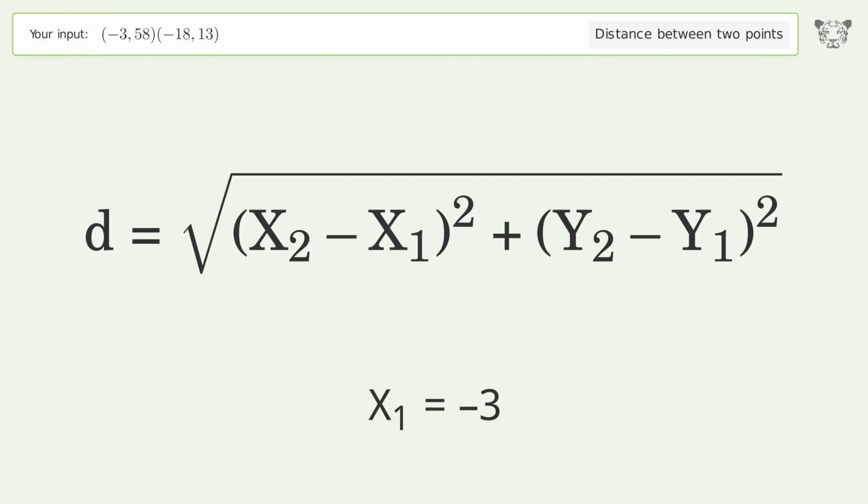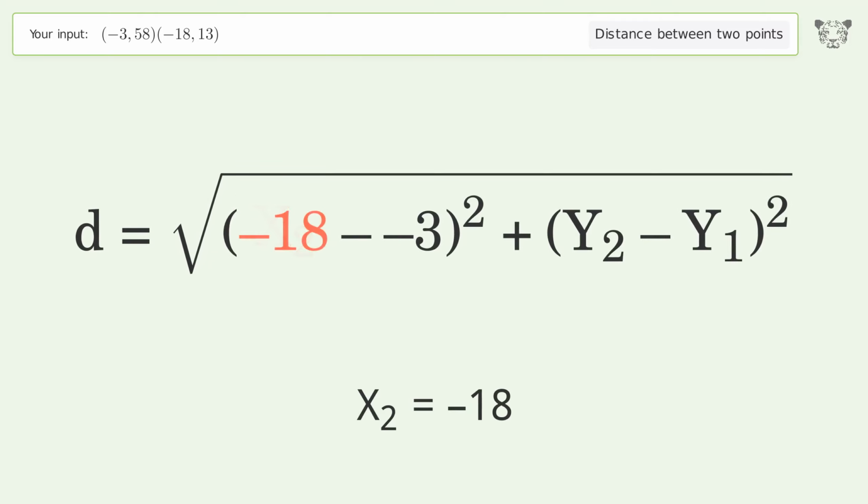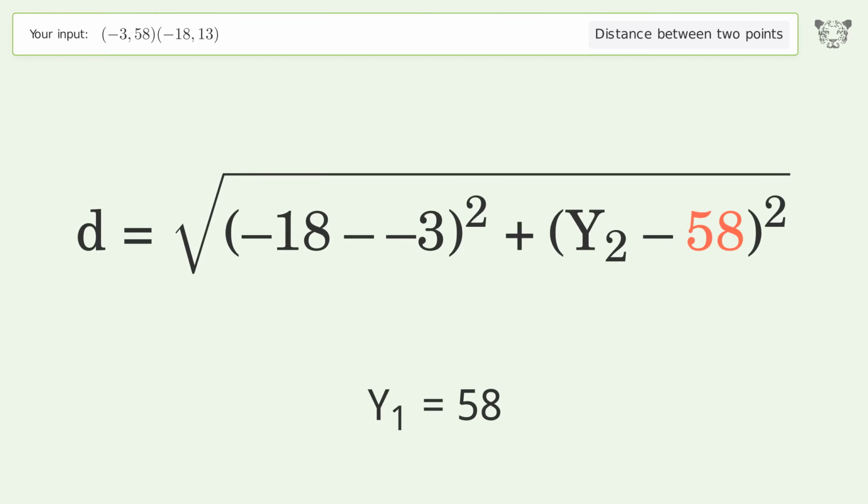x1 equals -3. x2 equals -18. y1 equals 58. y2 equals 13.